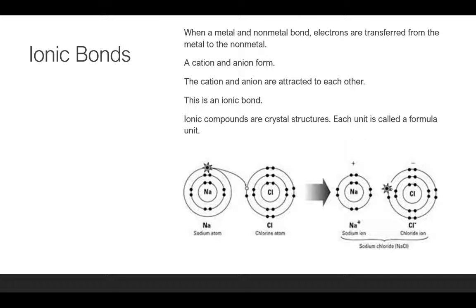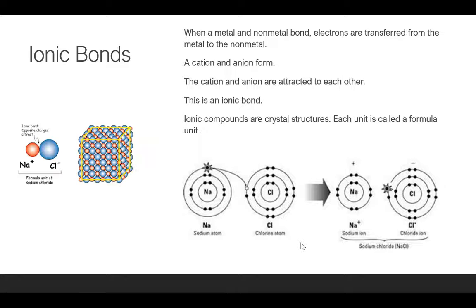Sodium's one valence electron is transferred to chlorine. And so then sodium has lost an electron, so it has a positive charge. Chlorine has gained an electron, so it has a negative charge. And these two ions are now attracted to each other. They're stuck together in this ionic bond called sodium chloride. And you can see that here. The sodium ion and the chloride ion are attracted to each other.